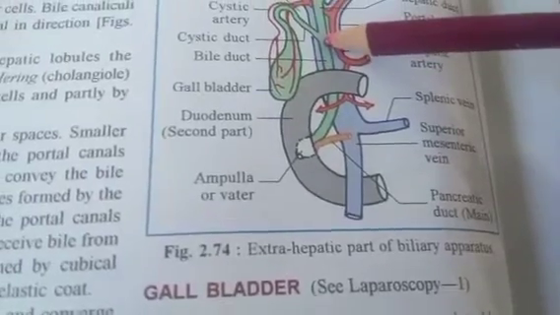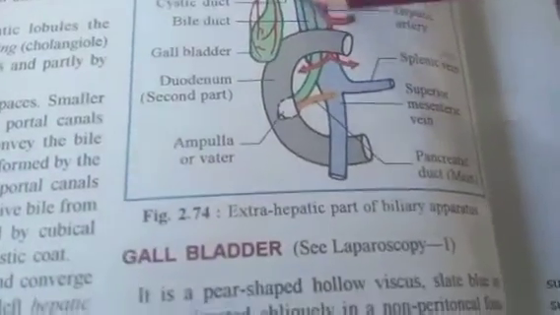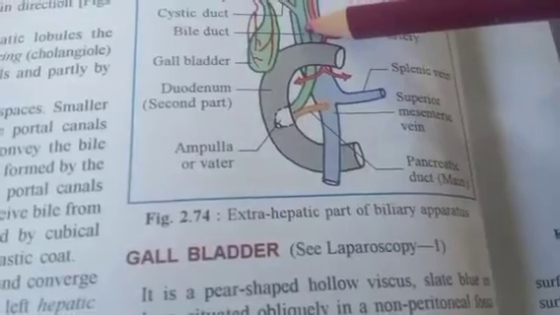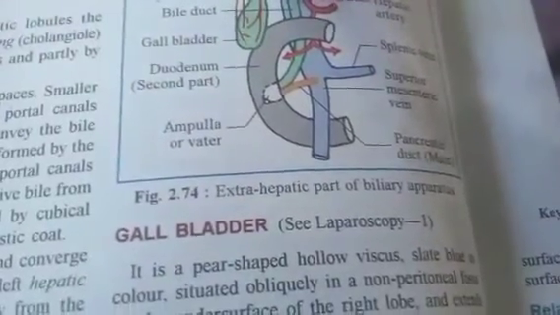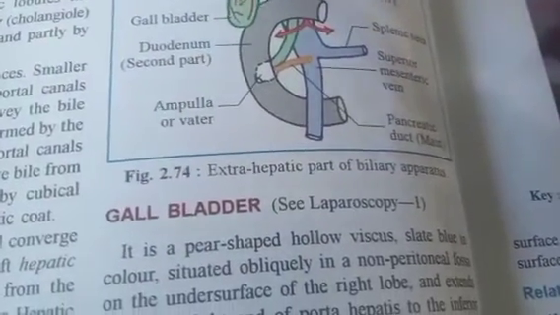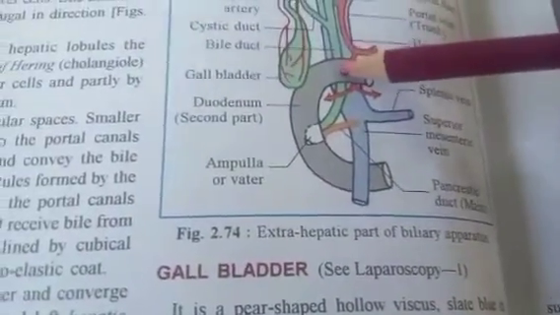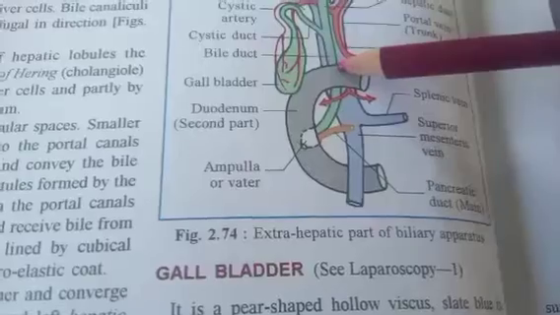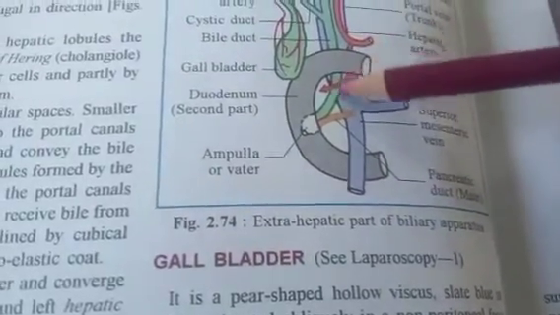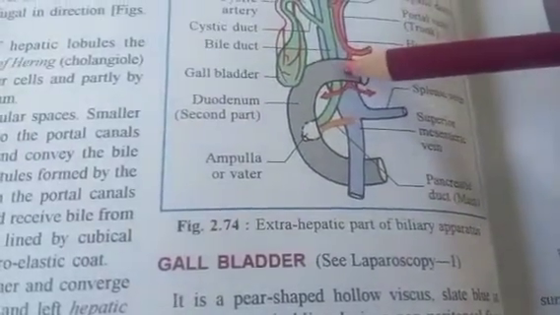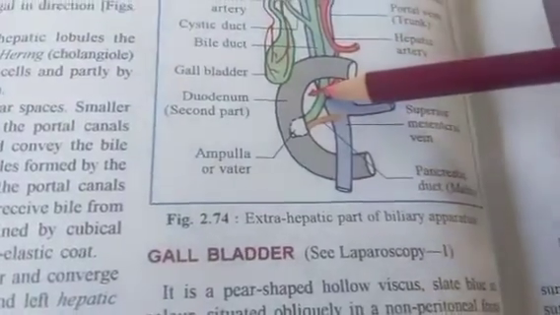The supraduodenal part runs downwards and backwards in the free margin of lesser omentum. The retroduodenal part lies behind the first part of duodenum. The infraduodenal part lies below the first part of duodenum and behind or embedded in the head of pancreas.